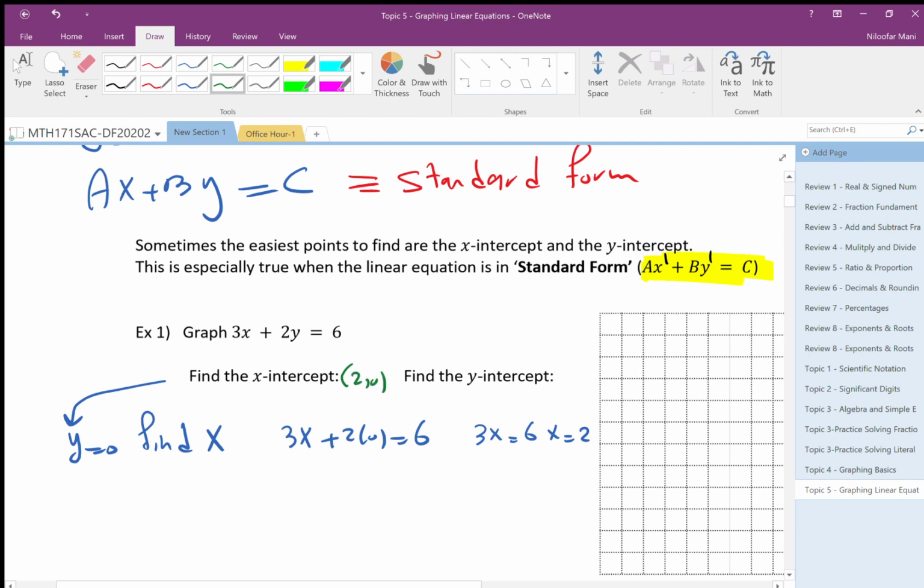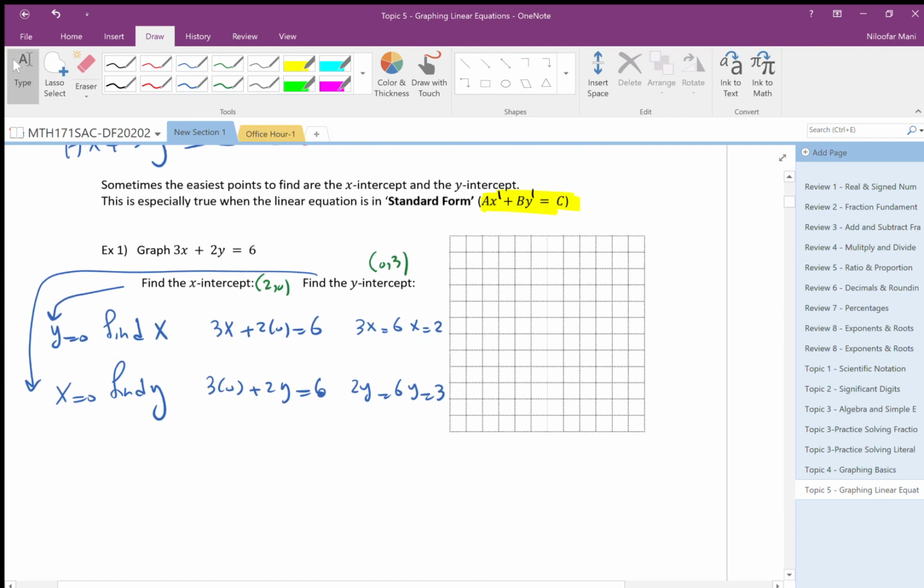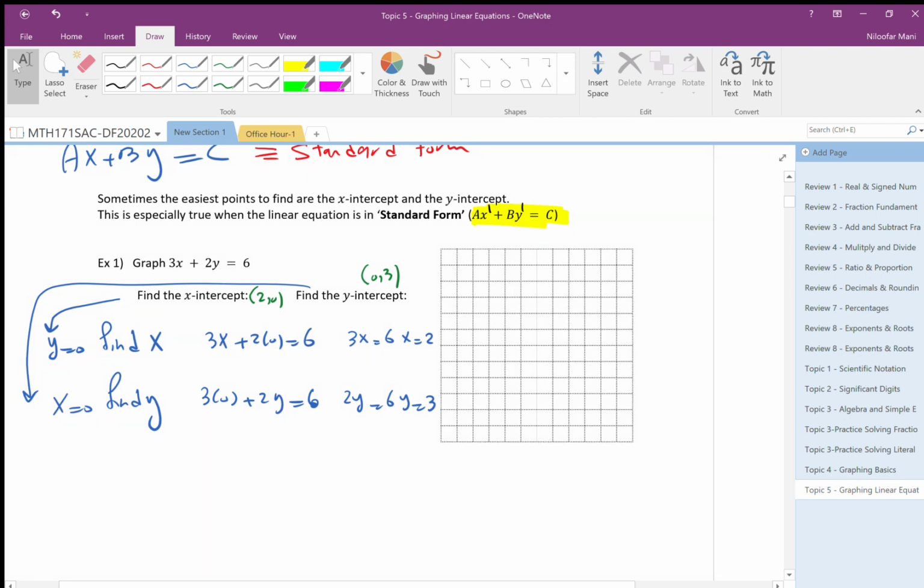How about the y-intercept? For the y-intercept, I have x equals 0 and find y. So 3 times 0 plus 2y equals 6, and then 2y equals 6 and y is 3, right? So that point is 0 and 3. Remember, for the y-intercept x is 0, for the x-intercept y is 0. So perfect. I have 2 points. Yes, I can connect them. So I can find them and connect them.